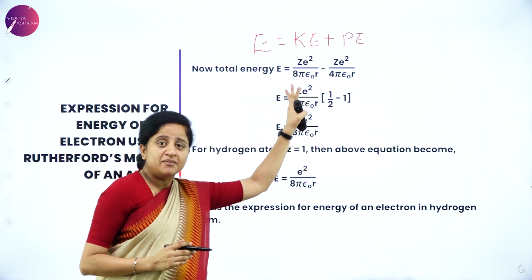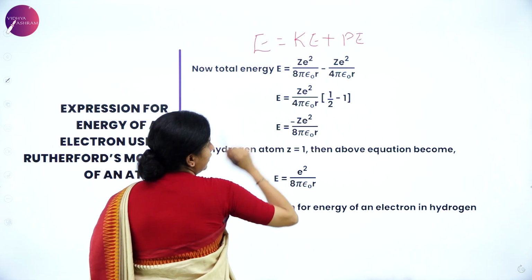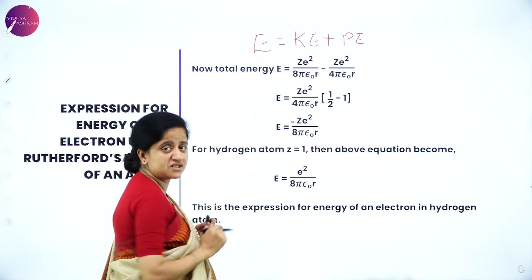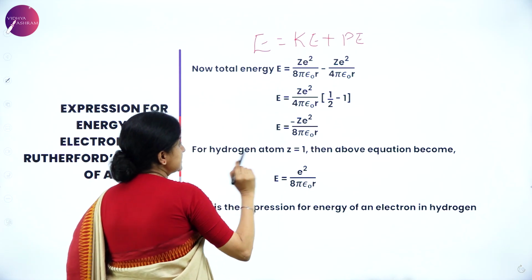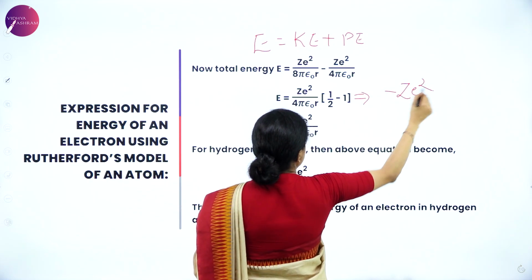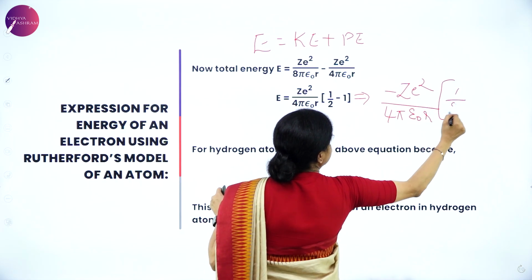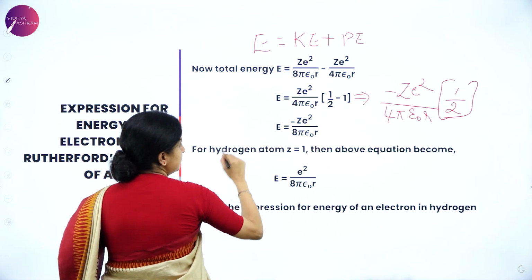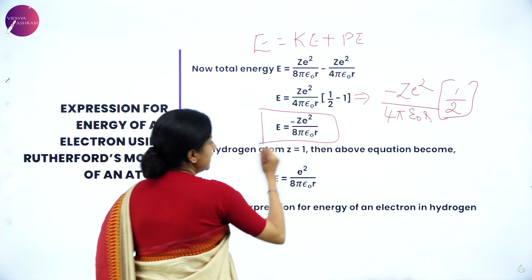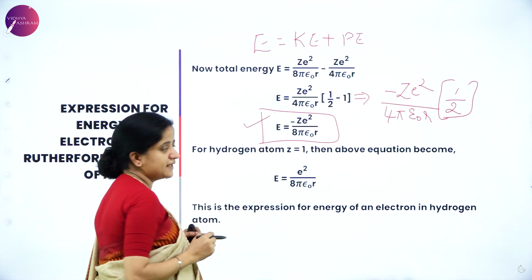So what can we take as a common term here? We can take Ze square divided by 4 pi epsilon naught r from both these terms, and we remain with 1 by 2 minus 1. 1 by 2 minus 1 is minus half, so we get Ze square with a minus sign divided by 4 pi epsilon naught into r into half. So this can be written as E is equal to minus Ze square divided by 4 into 2 is 8 pi epsilon naught into r, which is an expression for total energy.